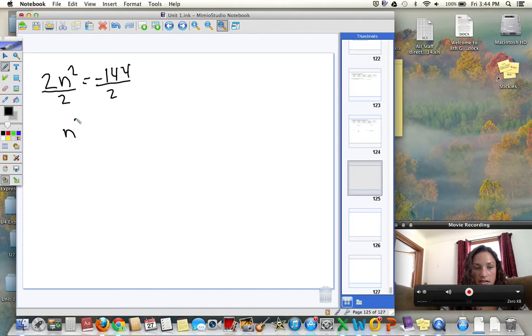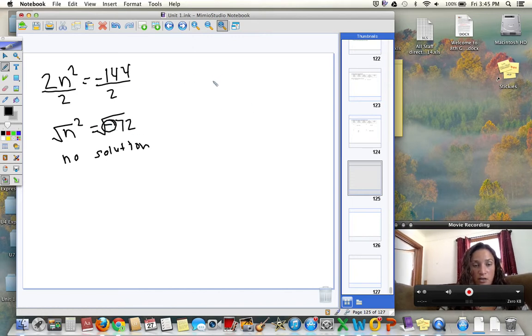Now I have n squared equals negative 72, since 2 goes into 144 seventy-two times. To get n, I have to take the square root of both sides. But here's my problem: a negative under the square root, and I always told you we can't take a negative under the square root. So this problem is no solution. If that was a positive, we could do it, and we would just have to simplify the square root of 72. It's not a perfect square, but we can simplify.